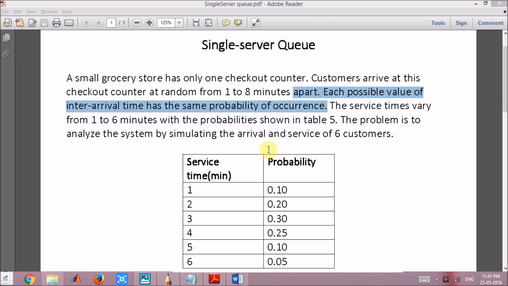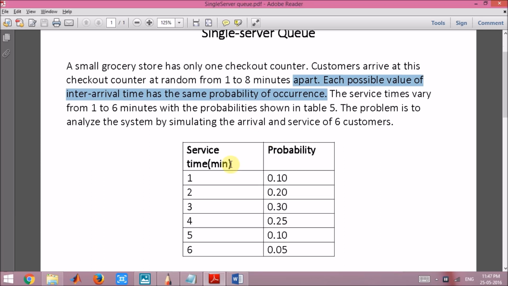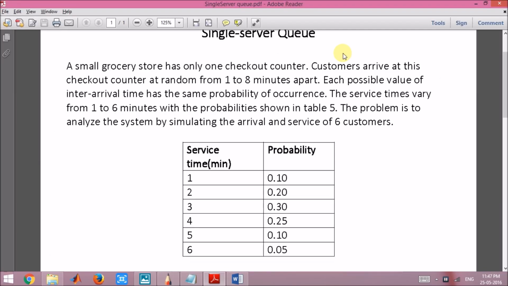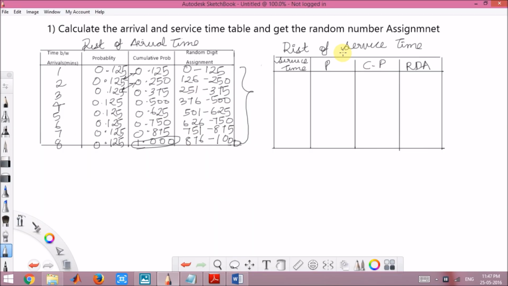So since we have calculated the arrival time table, now it's time for the service table. For the service table, since they've given this particular table, the first two columns of our table are filled. So we are done with the distribution of arrival time. Now when we come to the distribution of service time, the table is given, so service time 1 to 6 with these probabilities. So let me just write that down. So I have 1, 2, 3, 4, 5 and 6 with the probabilities going like 0.1, 0.2, 0.3, 0.25, 0.1 and finally 0.05.